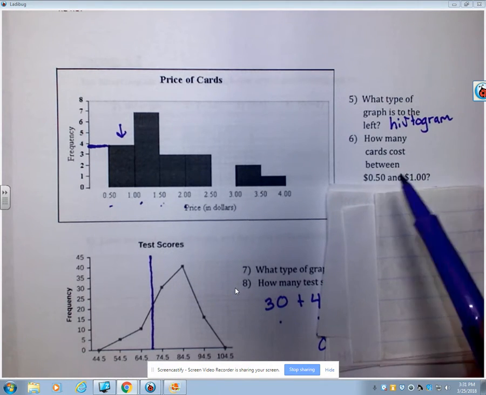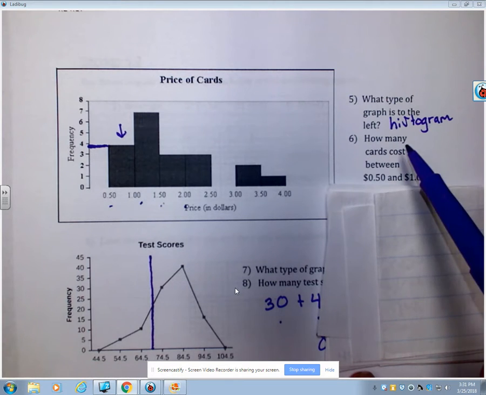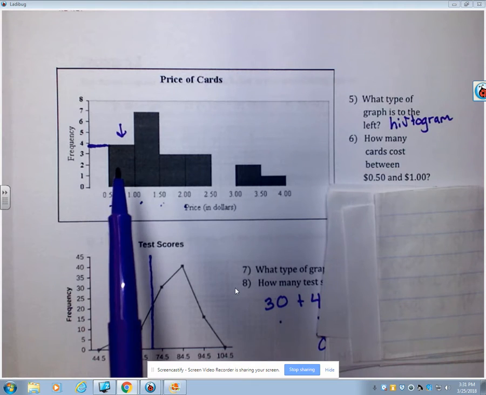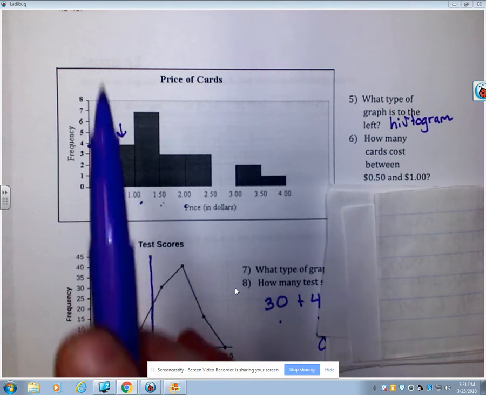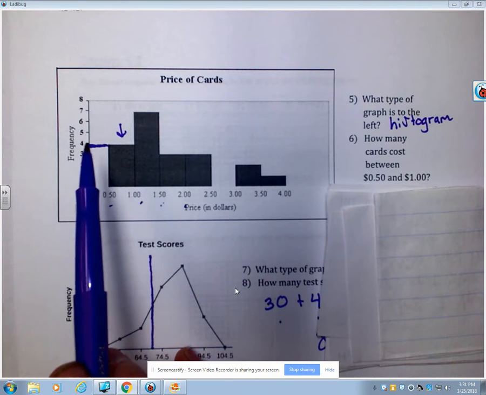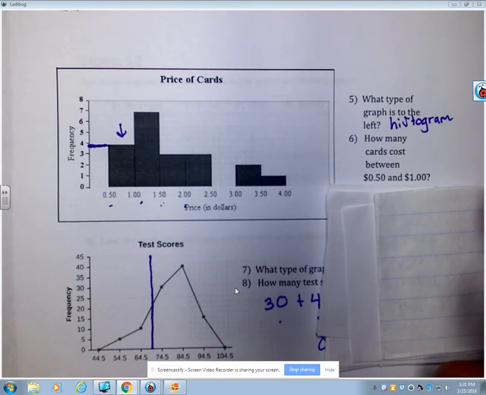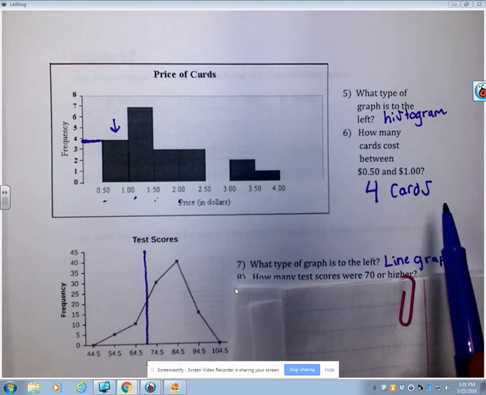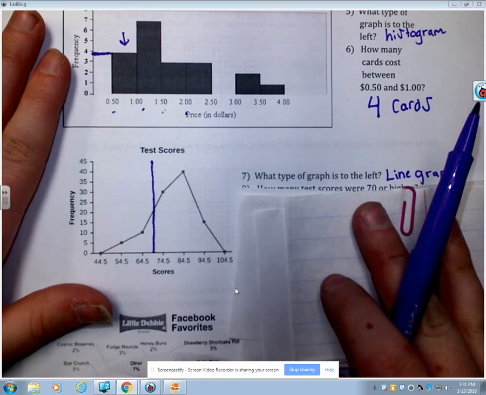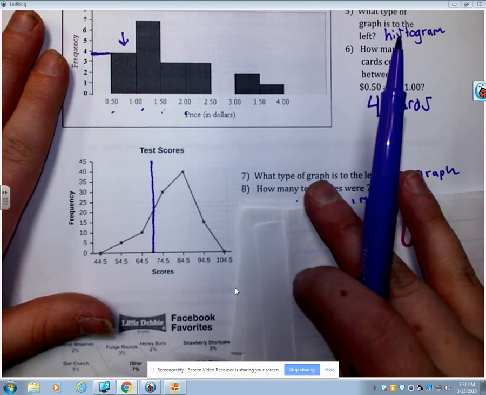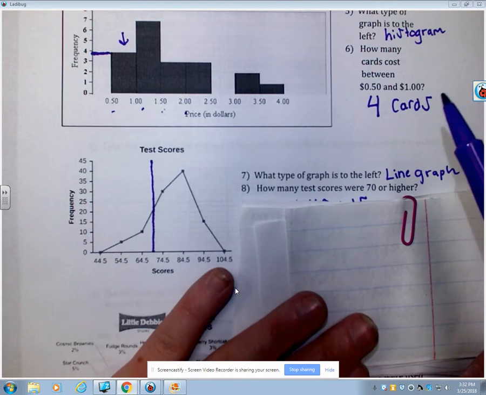Question 2 asks, how many cards cost between 50 cents and $1? We look between 50 cents and $1 and see how many times it occurs. If I could draw a straight line, it would go to 4. So 4 cards cost between 50 cents and $1. On the next one, we have another line graph since we have dots that are connected by a line. The second question asks, how many scores were 70 or higher?